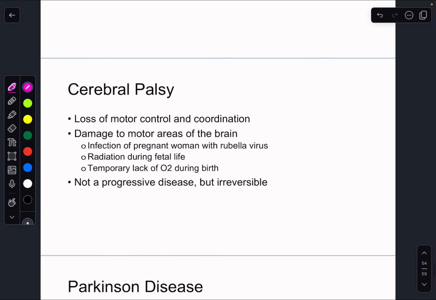All right, now we're going over the health topics that we kind of have to memorize according to Dodenoff. So cerebral palsy is the loss of motor control and coordination. It is damage to motor areas of the brain, usually caused by infection of a pregnant woman with the rubella virus, radiation during fetal life, or temporary lack of oxygen during birth. It is not progressive but irreversible.